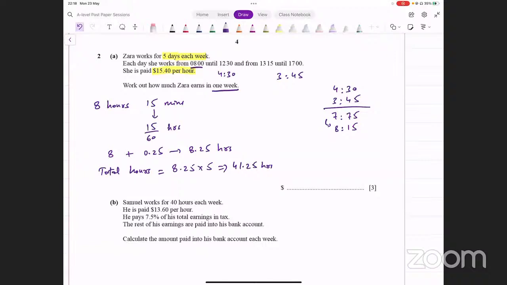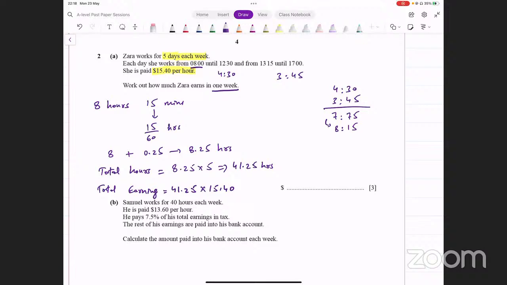Now, what is the total that she earns? Total earning. This is the number of hours that we've got. 41.25. You can multiply that with how much she gets per hour. That is 15.40. And you'll get your final earning.